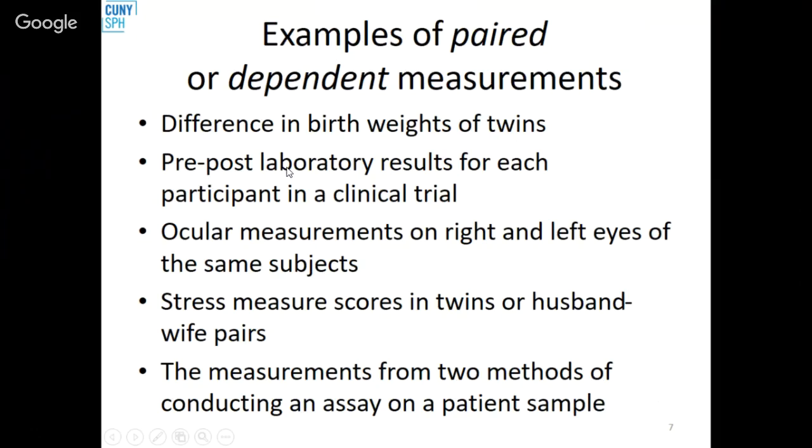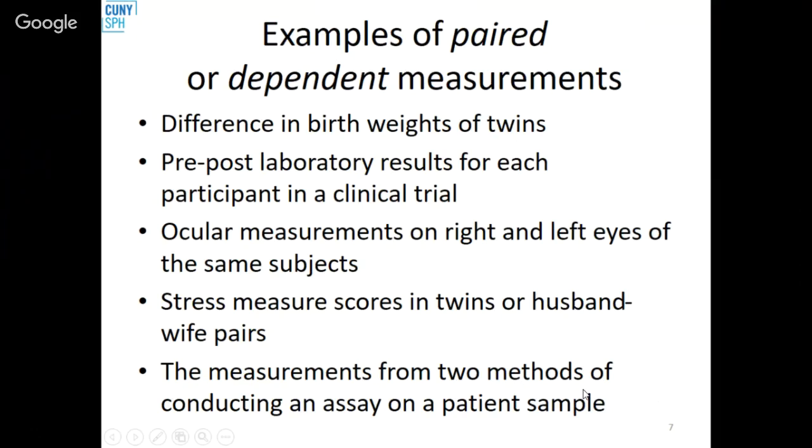If we had pre and post laboratory results for each participant in a clinical trial, that would be a paired measurement because it's 2 measurements on each participant. Ocular measurements on the left and right eyes of the same subject, because it's 1 subject, 2 observations. Stress measure scores in twins or husband-wife pairs. So in these cases, they're different people, but they're not independent because they're grouped together by twins or being in the same household.